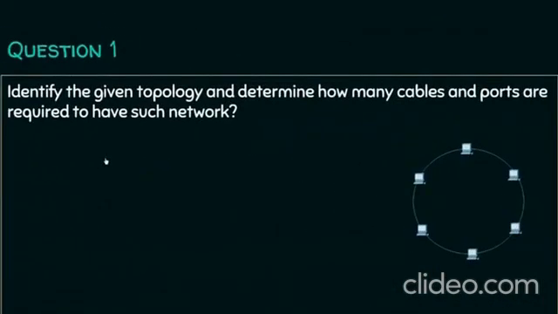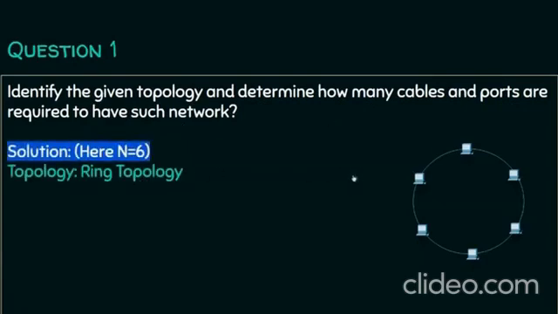So it is fixed as 2, and 2 into the number of nodes will give you the total number of ports. We will revisit this question again. Identify the given topology. We have identified this. It is a ring topology. And now we will determine how many cables and ports are required to have such a network. And the solution to this is, it is a ring topology. And here the number of nodes is 6. This is 1, 2, 3, 4, 5, 6. So there are 6 nodes, and that is why I have mentioned n is equal to 6. If n is equal to 6, then the number of cables that are required is also 6.